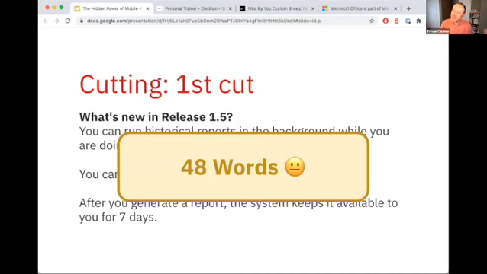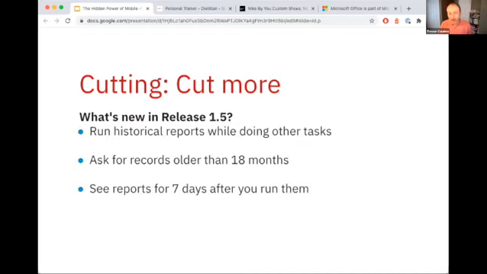So let's cut and cut again. Let's cut even more. Here's what we got. I encourage you to put things in bulleted lists if possible. We'll talk a little bit more about why this is so effective, but also look here, there's no longer full sentences. These are just ideas.